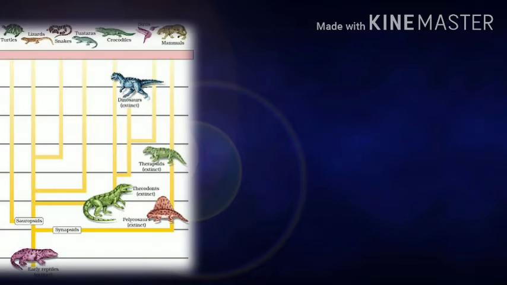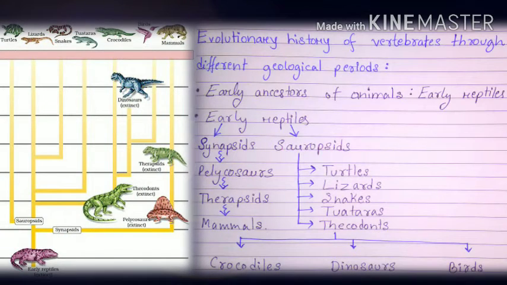Now let's move on to the next diagram, which is on the evolutionary history of vertebrates through different geological periods. Let us try to make some points by studying this diagram. The first point that is evident is that an early ancestor of animals are the early reptiles. Moving upwards in the diagram, we see that the early reptiles are divided into the synapsids and the sauropsids. The sauropsids finally evolved into the modern day turtles, and another line evolved into lizards, snakes, tuatara, and also thecodonts. Although thecodonts have become extinct, they have evolved into crocodiles, dinosaurs, and birds.